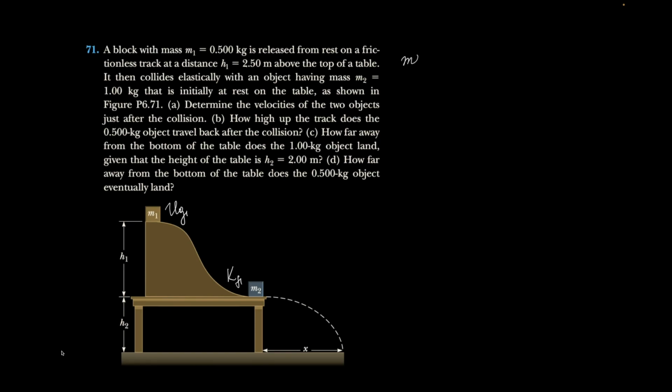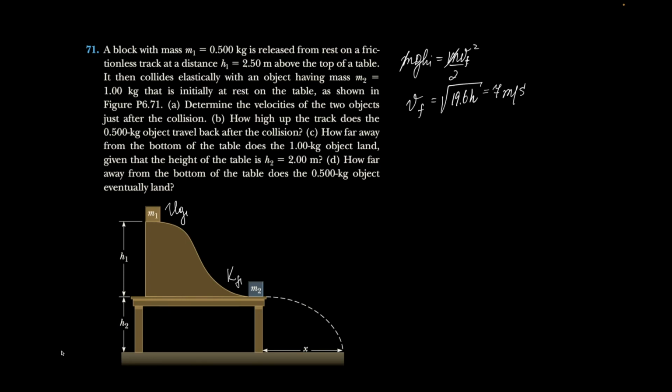So mgh initial should be equal to mv final squared over 2. Masses cancel. V final, you probably know it by heart by now, is the square root of 19.6 times height. That is how we're going to figure out the speed of m1 right before the collision. 7, how convenient. So 7 meters per second, I'm using 9.8, not 9.81. So 7 meters per second is the velocity of m1 right before the collision.